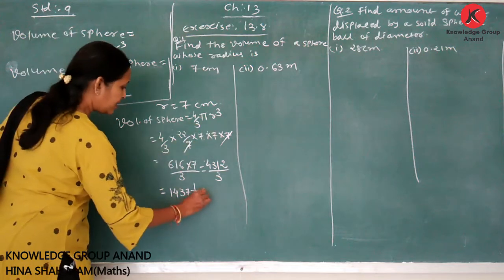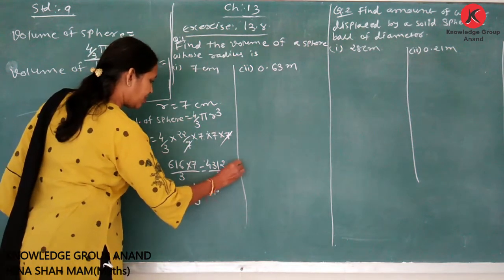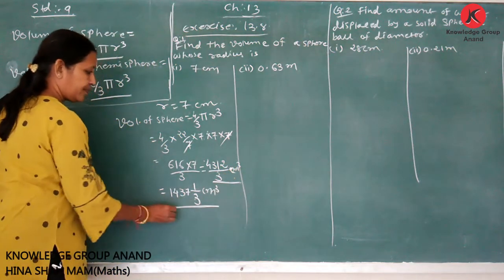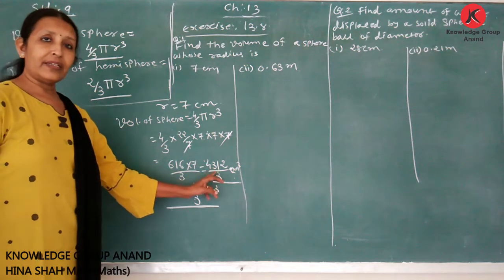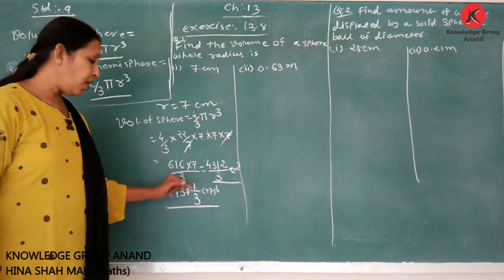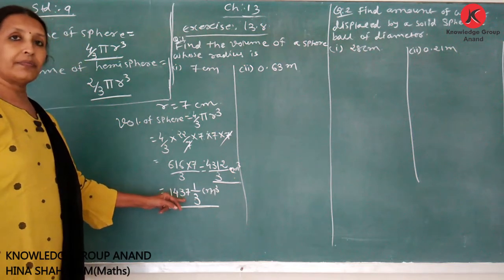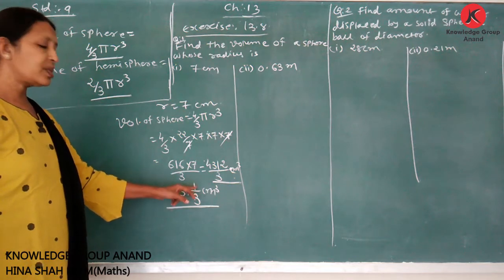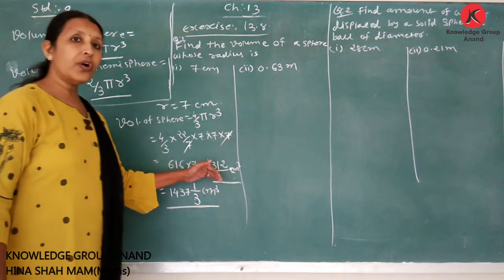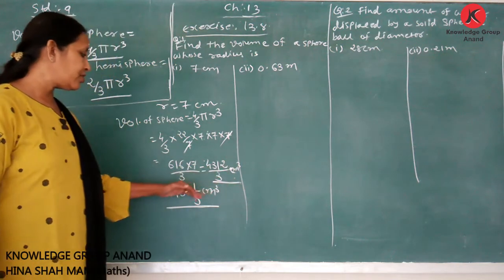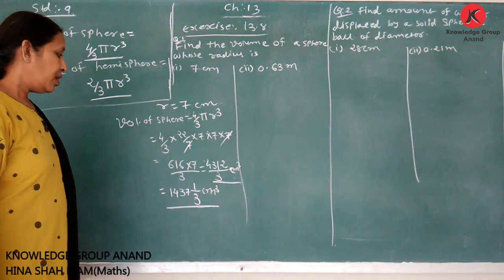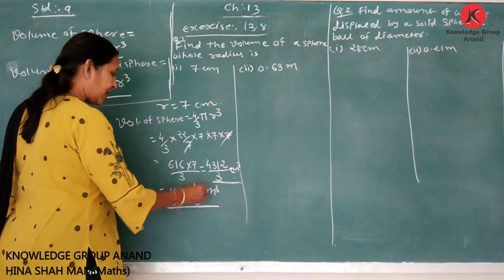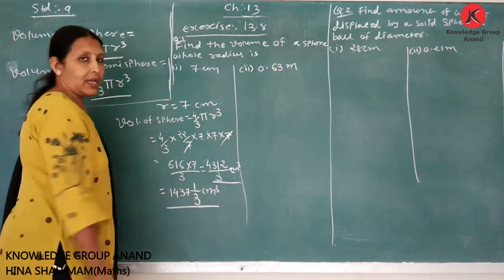What is here? Centimeter cube. Write like this, centimeter cube. It is right and it is also right. You write like this 4312 upon 3 or convert into mixed fraction 1437 integer 1 upon 3. 4312 divided by 3 is equal to 3 sevens are 21 and 22, 2, 9 and 2, 11, 1, 12, 1, 13, 1, 3 ones are 3, 1, 4.